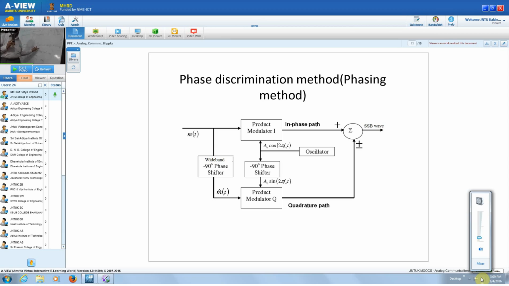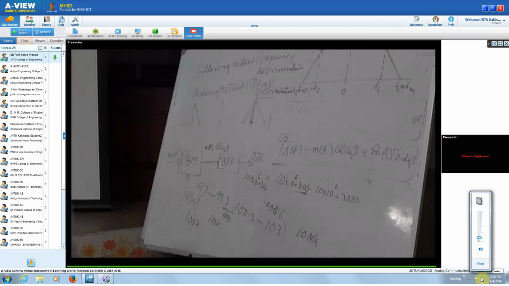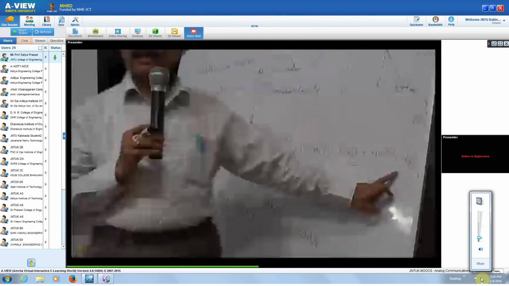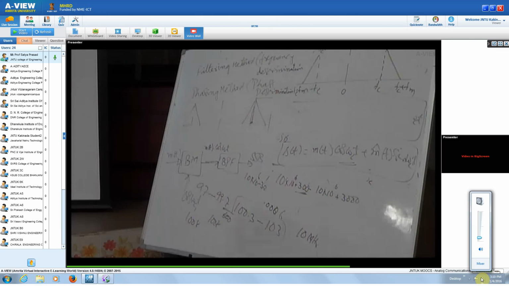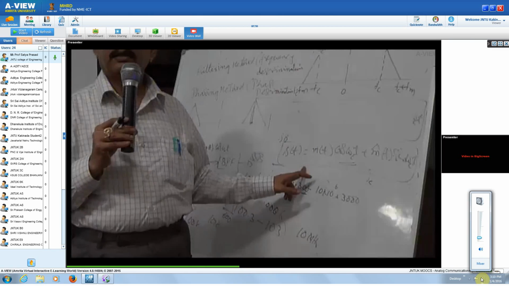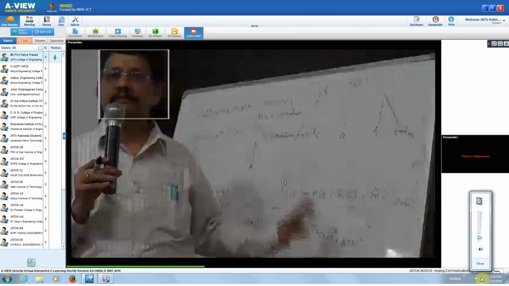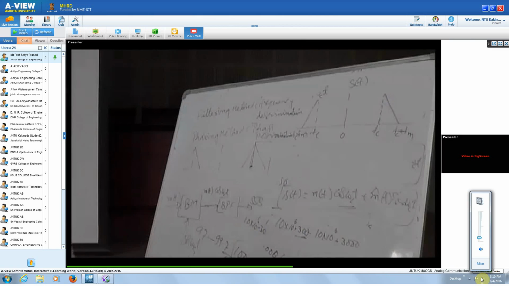And this is our time domain representation of your single side band signal: s of t equals m of t cos omega ct plus or minus m hat of t sin omega ct. So you have your carrier generator cos omega ct and a 90 degrees phase shift giving sin omega ct, right? And you have your m of t and a Hilbert transformer to give you m hat of t. These two signals we are generating.